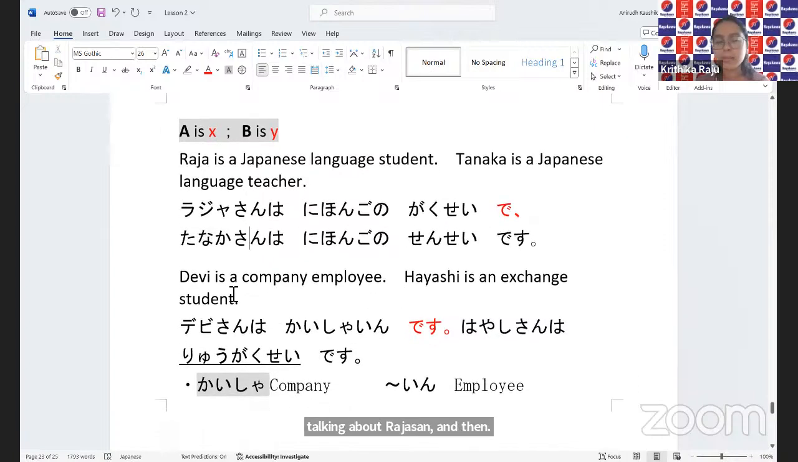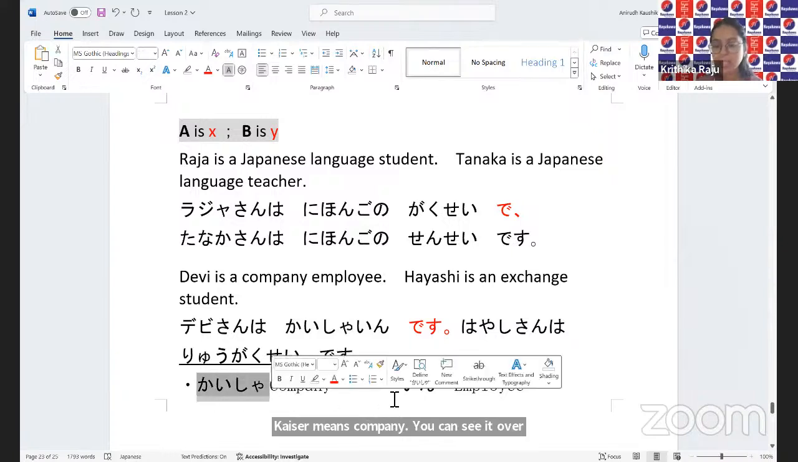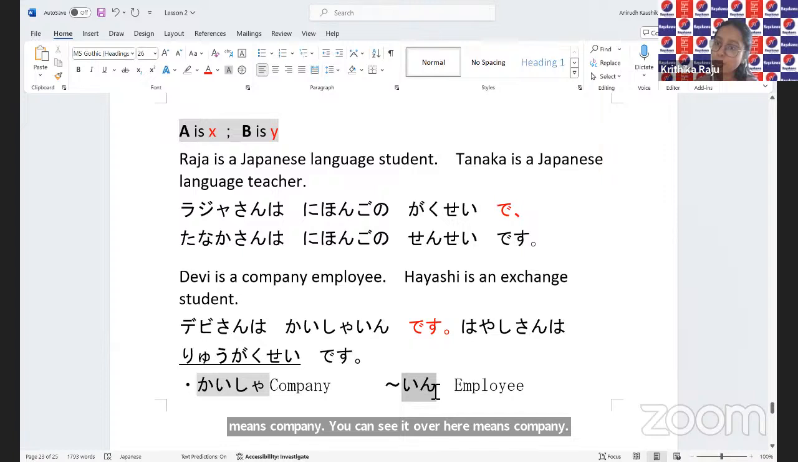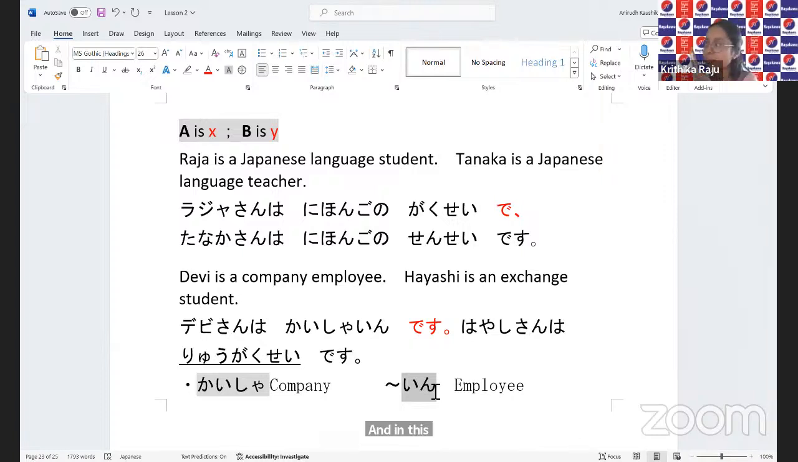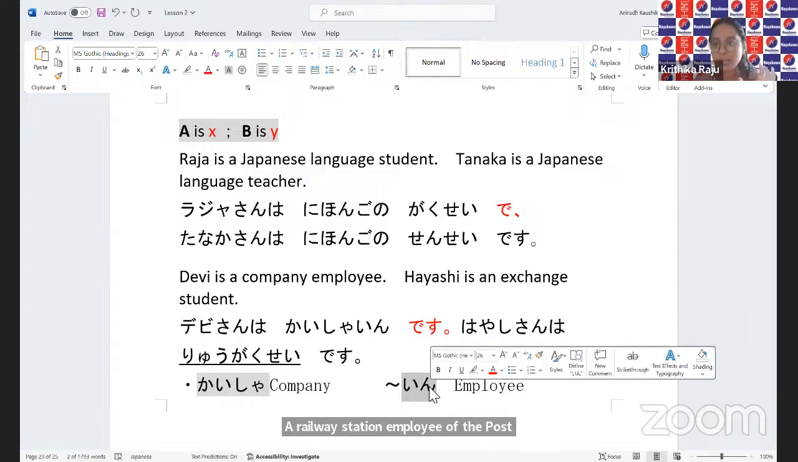All right, another example. New words now. Company employee. Let's look at the words for it first. A company employee. Anybody is employed in any company. The word for company employee is kaisha-in. Kaisha means company. And in is a suffix that you use to mean employee. Employee of a company, employee of a bank, employee of a railway station, employee of the post office. So for all of these words, you add the suffix in to mean employee at that place. So we all know the word for bank. What is the word for bank?